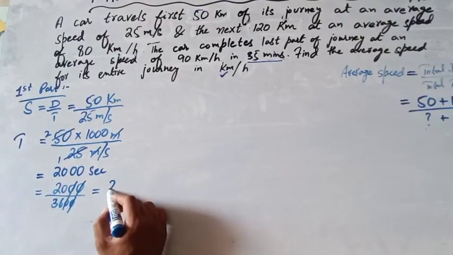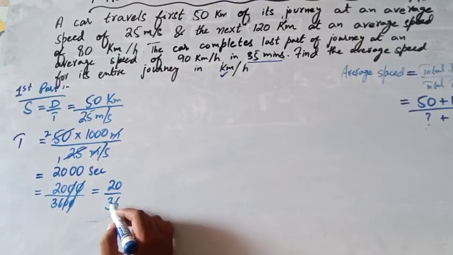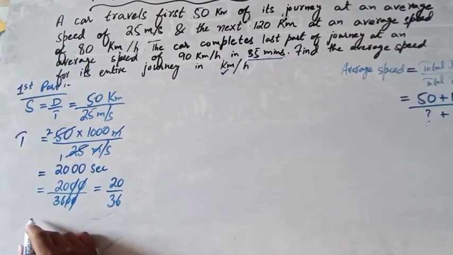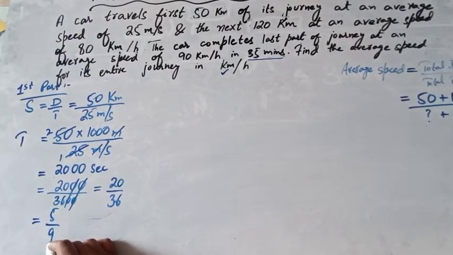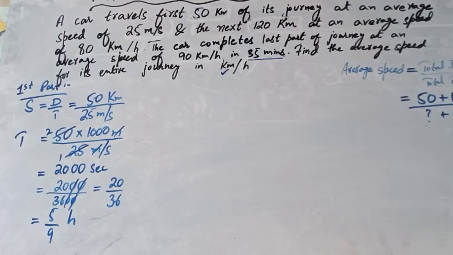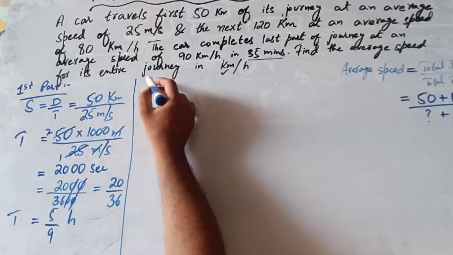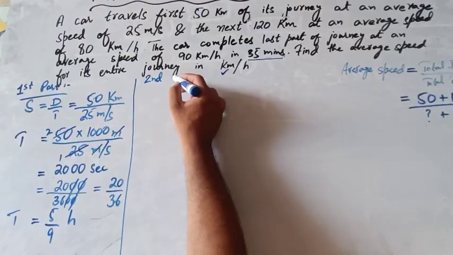This will give us 20 divided by 36. Now if we further simplify it, we will get 4 5s are 20, 4 9s are 36, so 5 upon 9 hour. So this is the time which we have found from the first part of the journey. Now let's see what is missing in the second part of the journey.